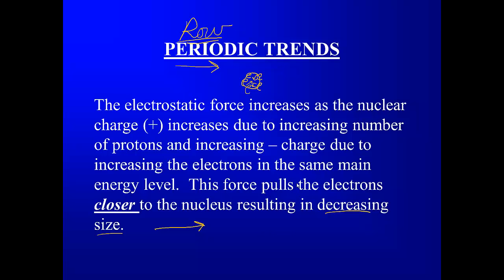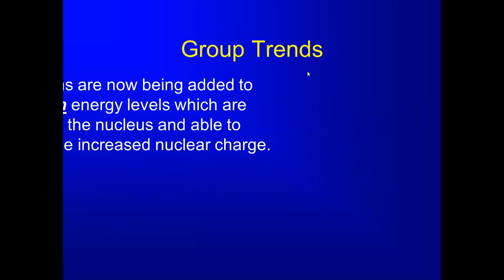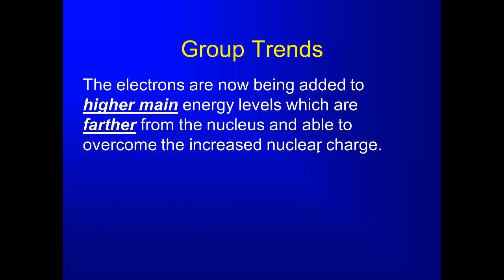Okay, what about as we go down a group then? Well, let's go down a group. Now we're being added to the higher energy levels. And so what happens? They're further from the nucleus. Let's go down group 1. Lithium. This electron is going to be in a 2s. Sodium, it's in a 3s. I'm talking about outer shell electrons again. This is in a 4s. That last electron here, 5s, 6s. Because remember, the higher the energy level means the further away from the nucleus.